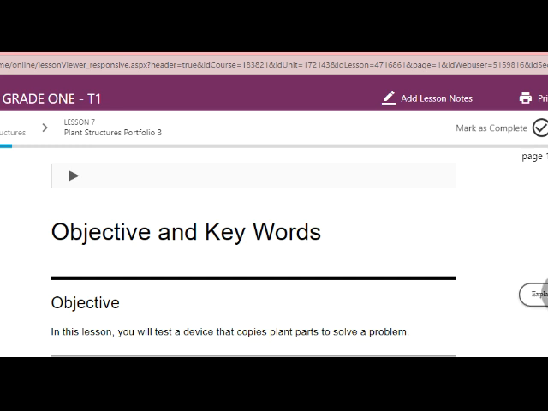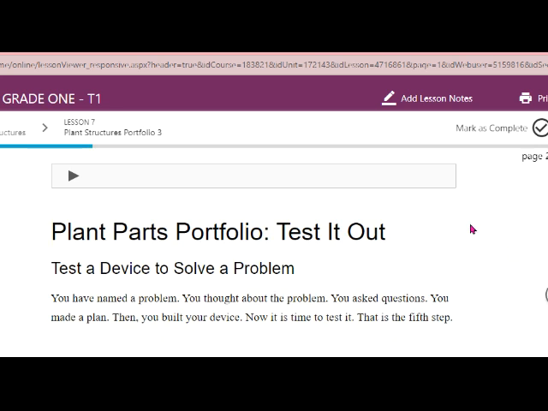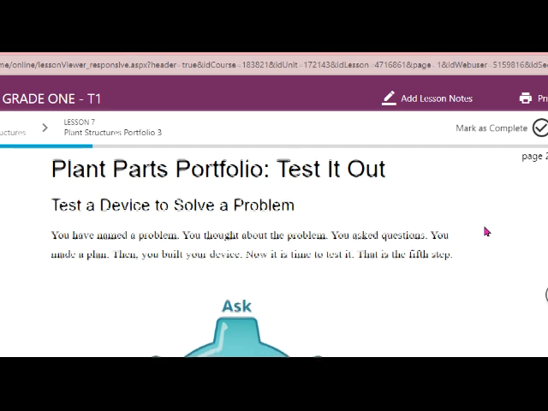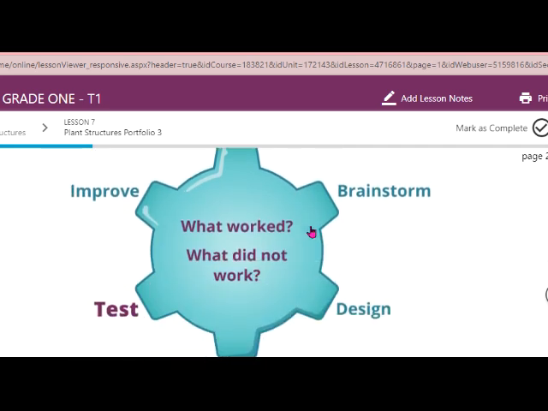All right, we've got the same objective still. Now we're going to test our devices. We're going to test a device to solve a problem. You've named a problem, you thought about the problem, you asked questions, you made a plan, then you built your device. Now it is time to test it. This is the 5th step. So we're all the way over here to test.